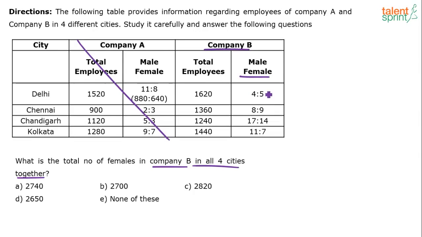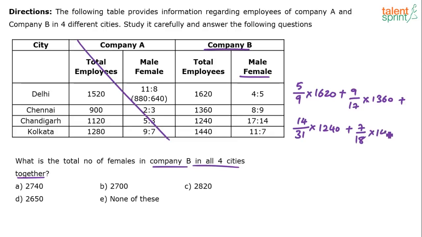See, females here 5 out of 4. So 4:5 is the ratio, male is to female. So fraction of females will be 5 out of every 9, 5 by 9. 5 by 9 into 1620 plus similarly in the second city Chennai, 9 out of every 17, 9 by 17 into 1360, right? Plus 14 out of 31, 14 females out of every 31 employees multiplied by 1240 plus the last city 7 out of 18, 7 out of 18 multiplied by 1440. You add the 4 values, simplify, add all these 4 and get the answer.